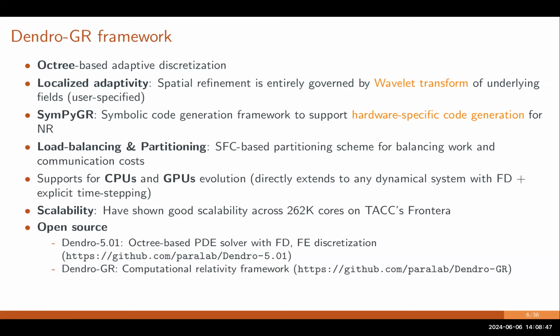So basically, this is Dendro 5, which is an octree-based PDE solver. It has nothing to do with relativity, and it supports both finite difference and finite element discretizations. And this is basically the special case of Dendro, which is used for doing relativity simulations.